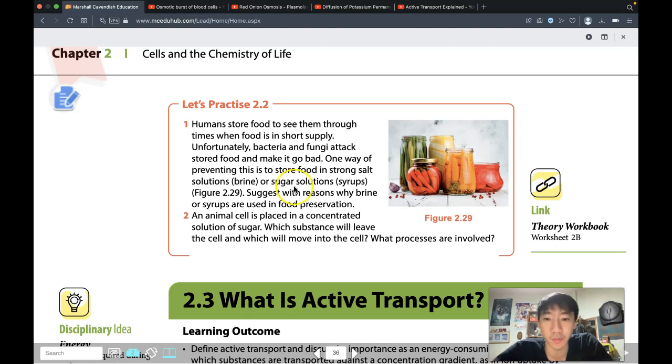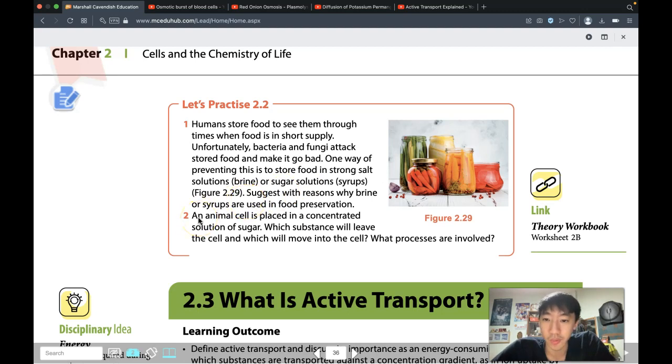The same thing happens for using sugar solutions, so things like jam and honey. Actually, honey is very amazing because honey doesn't spoil. It's one of the rare foods that you can leave out and open for a long time and honey doesn't spoil. So this is how people preserved food before the fridge was invented.